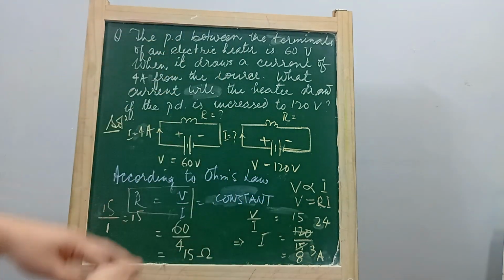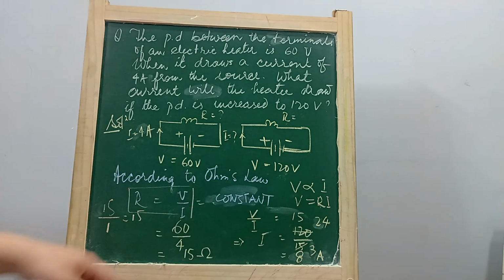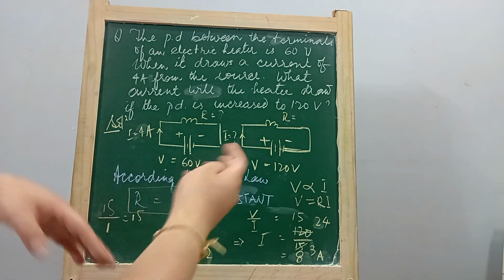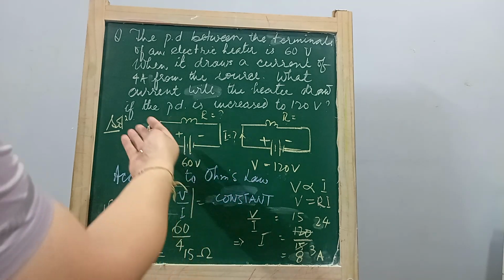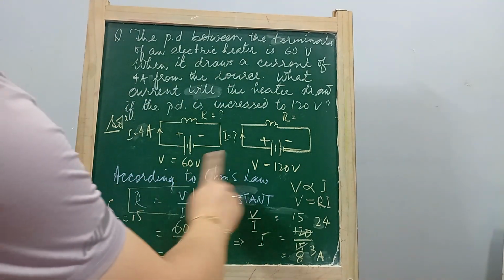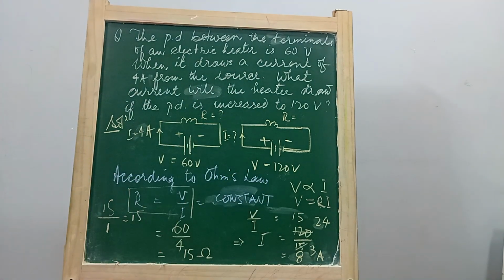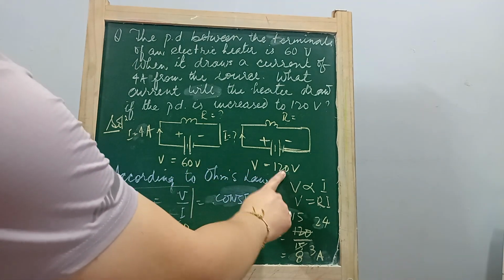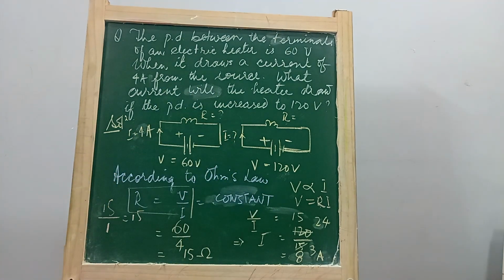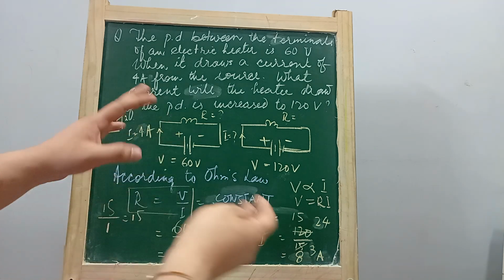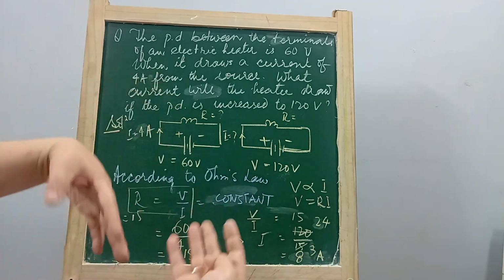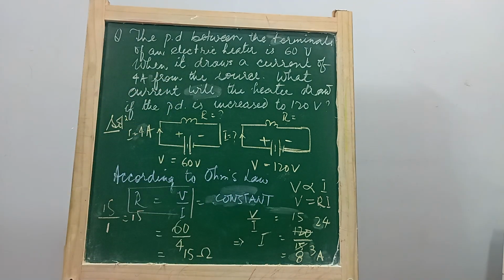If this is a multiple choice question, you don't need to calculate the resistance. You just know that since they are proportional, the current will also increase proportionally. The potential difference has become twice, so the current will also become twice. 60 has become 120, so 4 will become 8. In this way, you can calculate it. I hope it's clear. Ohm's law is clear by doing this numerical problem.